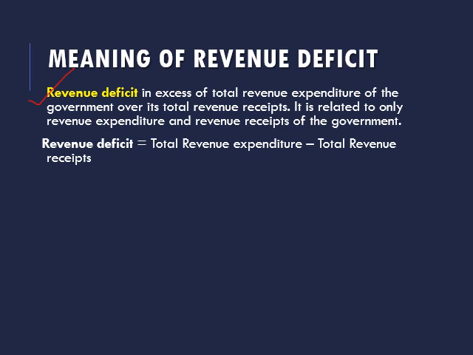Revenue deficit is the excess of total revenue expenditures of the government over its total receipts. It is related to only revenue expenditures and revenue receipts of the government. So it is calculated with this formula: revenue deficit is equal to total revenue expenditure minus total revenue receipts. So TRE minus TRR.